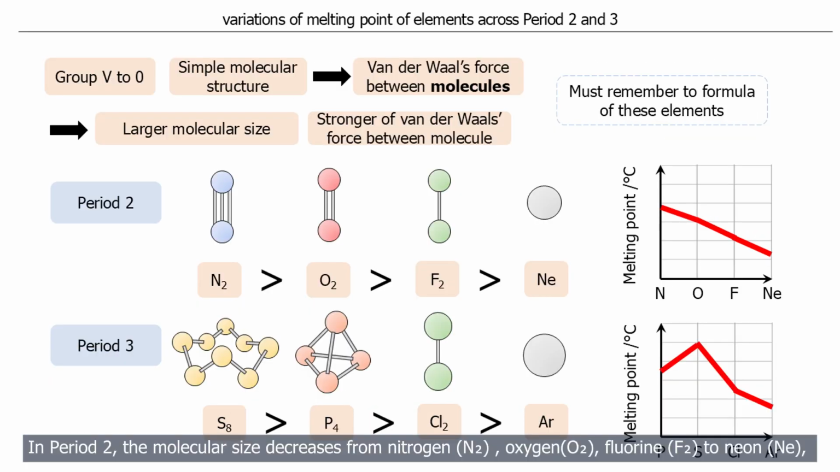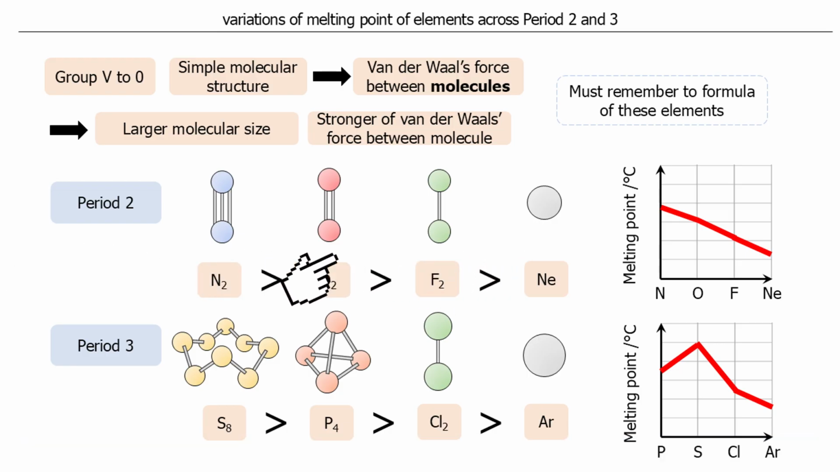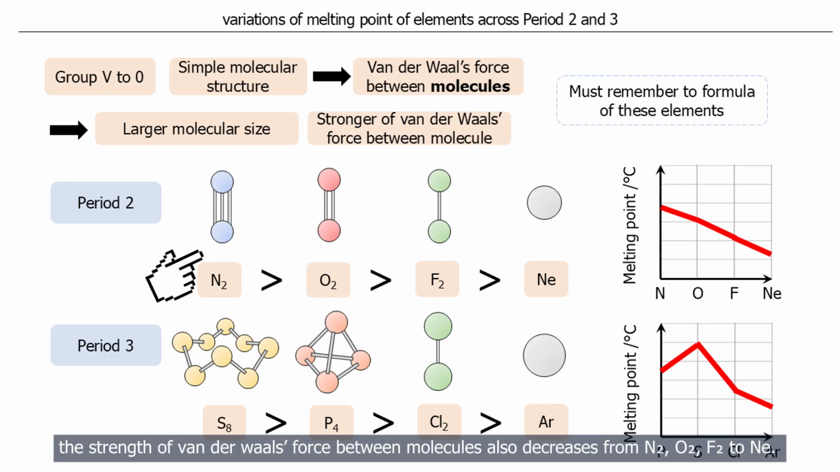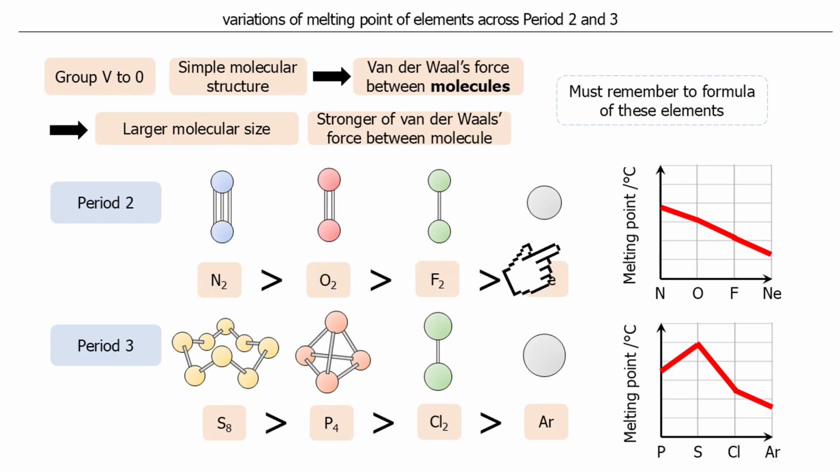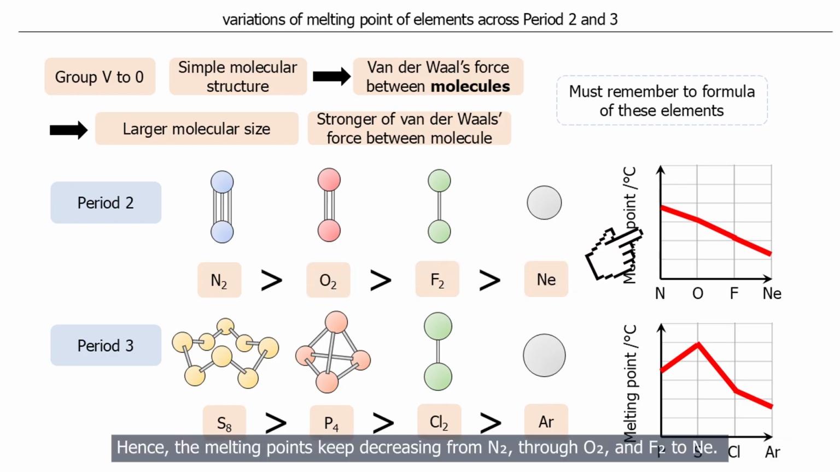In period 2, the molecular size decreases from nitrogen, oxygen, fluorine, to neon. The strength of van der Waals force between molecules also decreases from nitrogen, oxygen, fluorine, to neon. Hence, the melting points keep decreasing from nitrogen, through oxygen and fluorine, to neon.